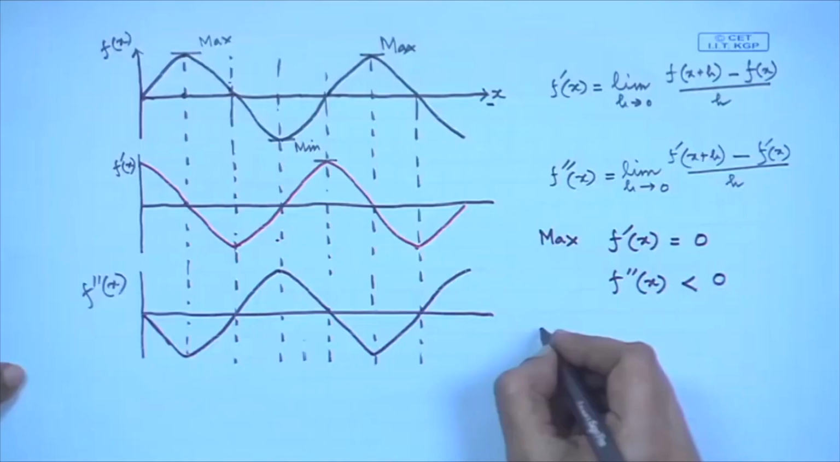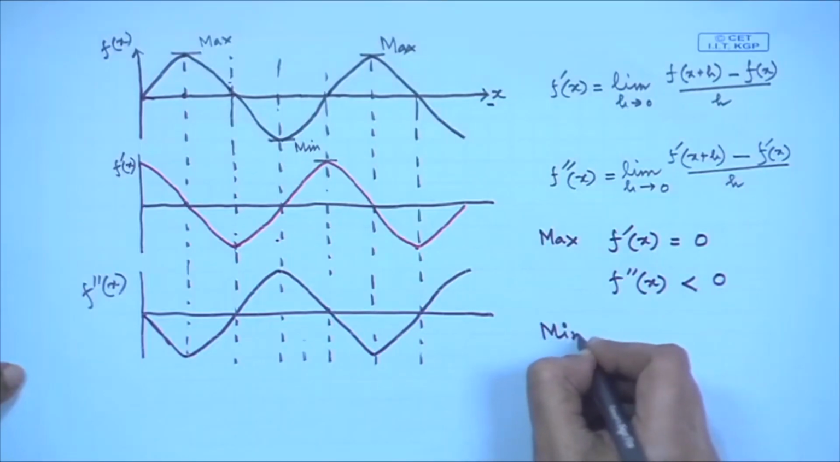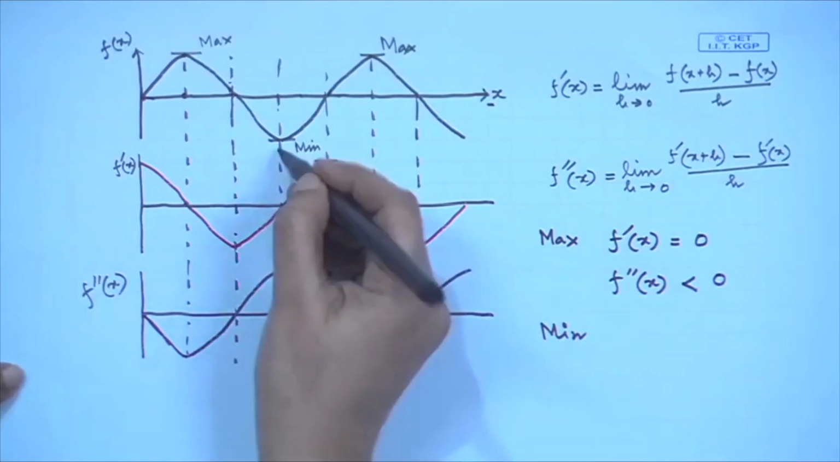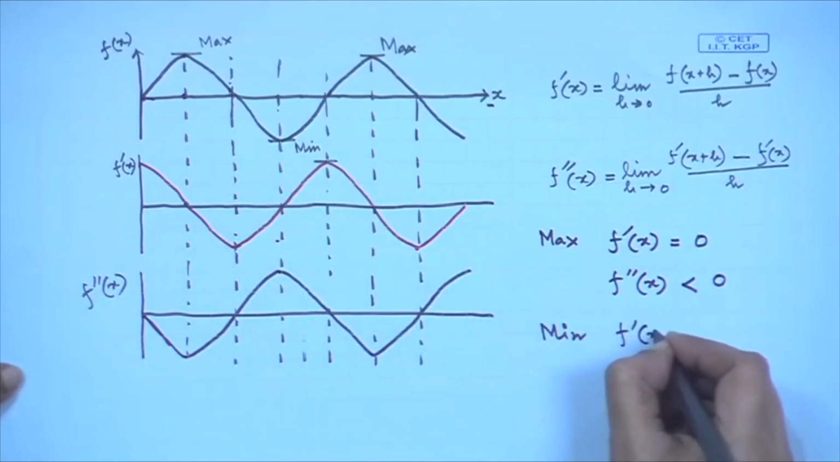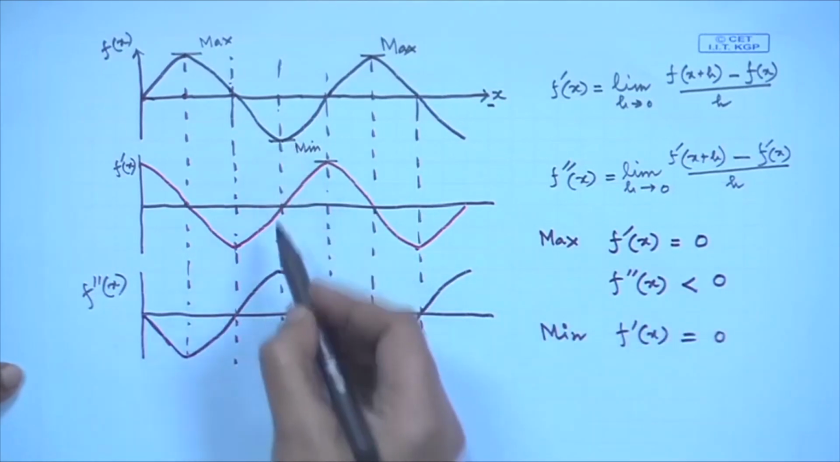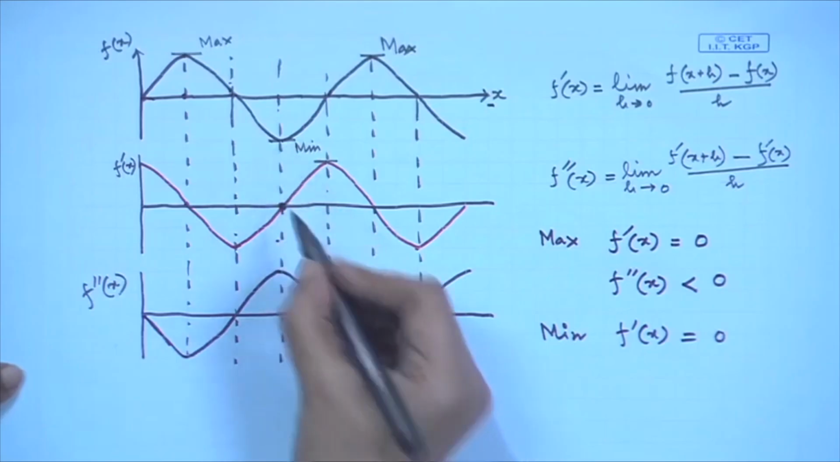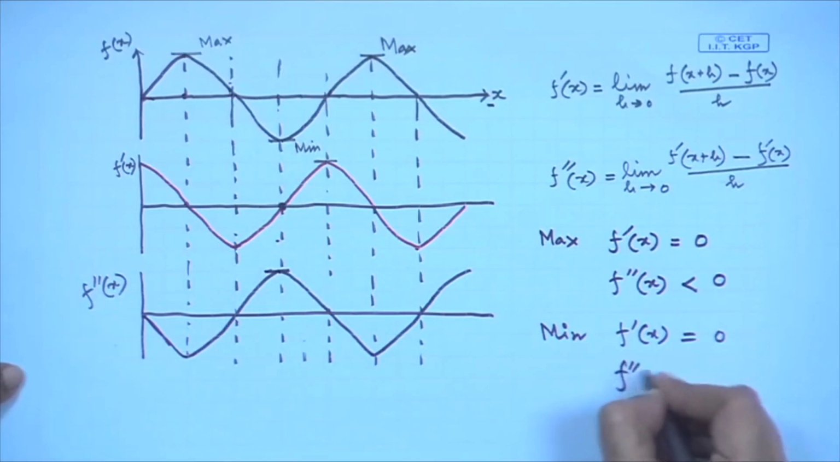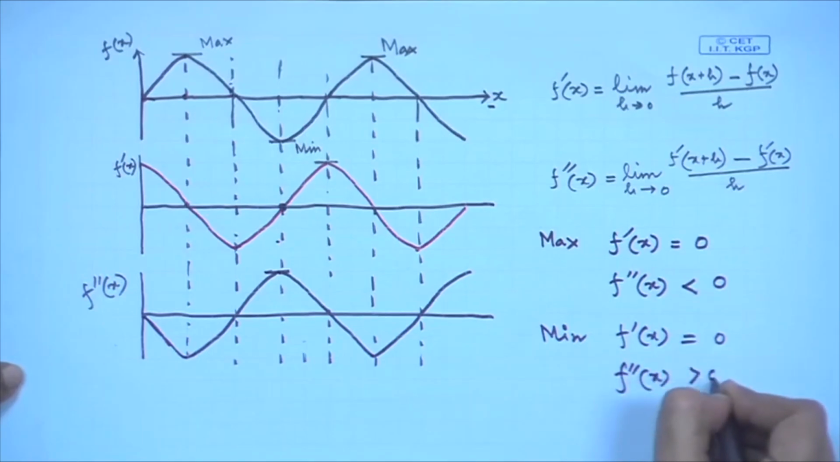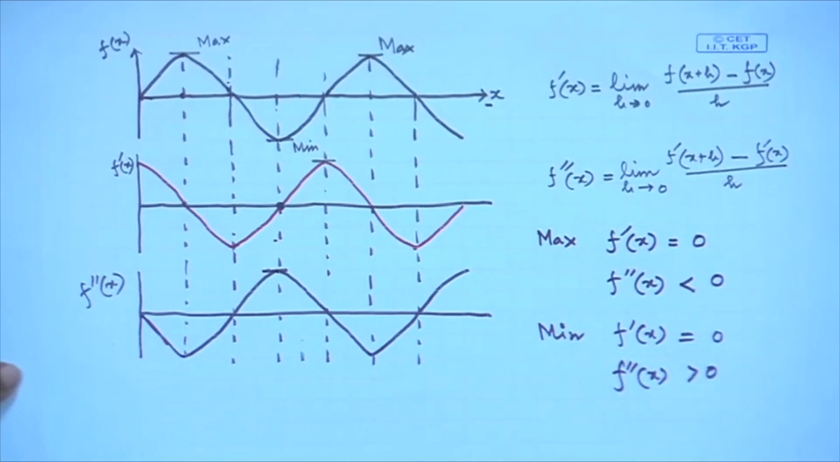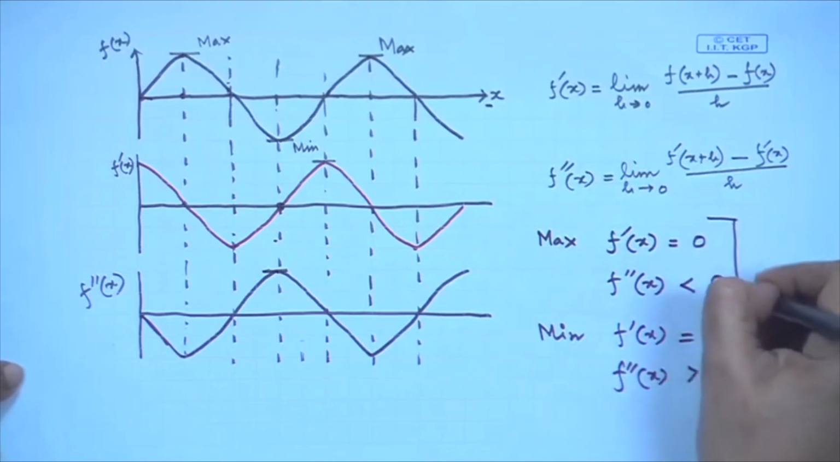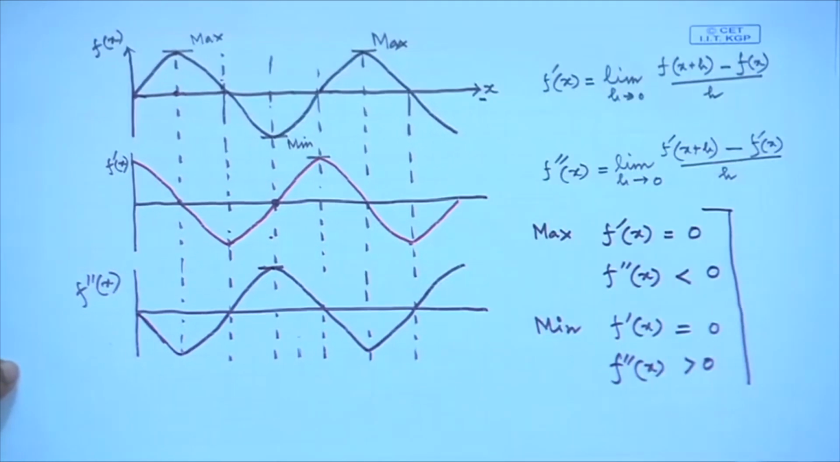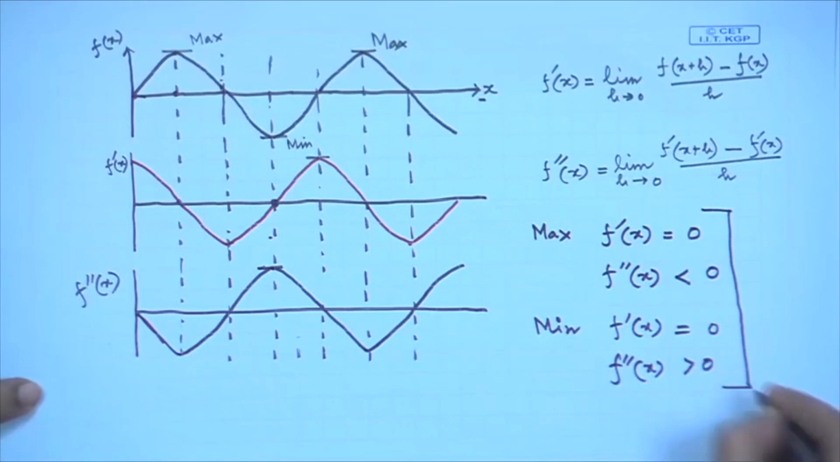What about the minimization function? If I look at the minimum point, again the first order derivative is 0 here, and the second order derivative is coming positive. Okay. This is the fact we will use for nonlinear programming solving, unconstrained optimization solving.